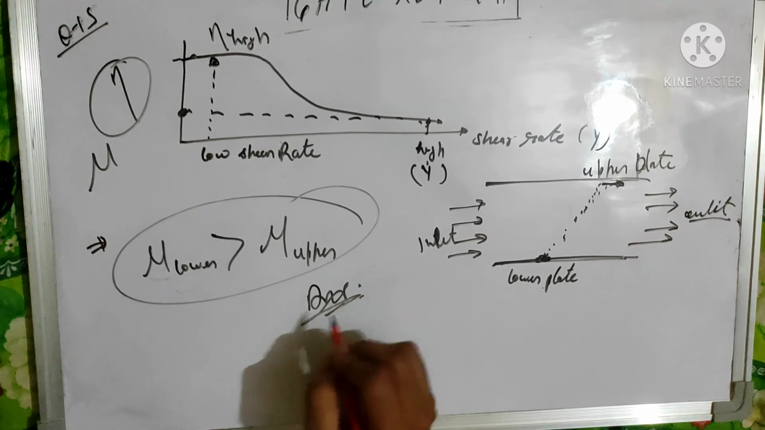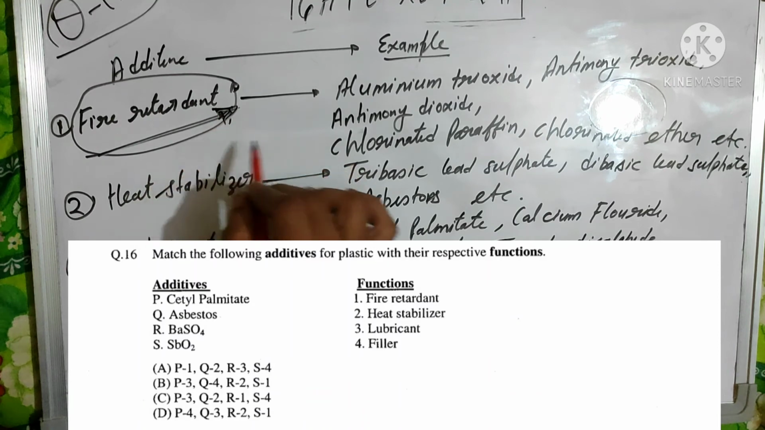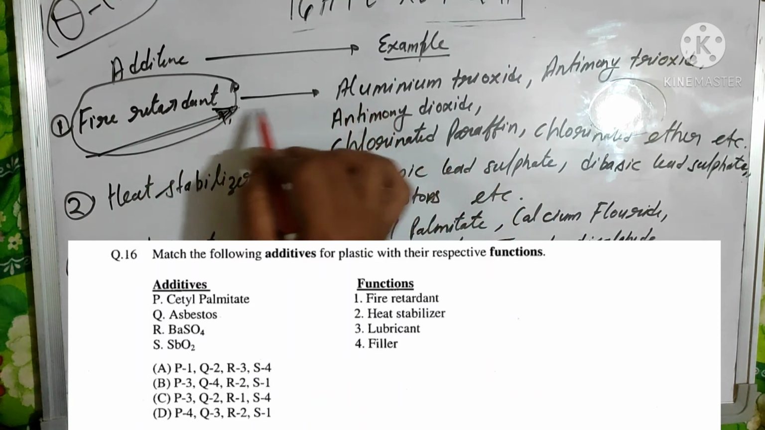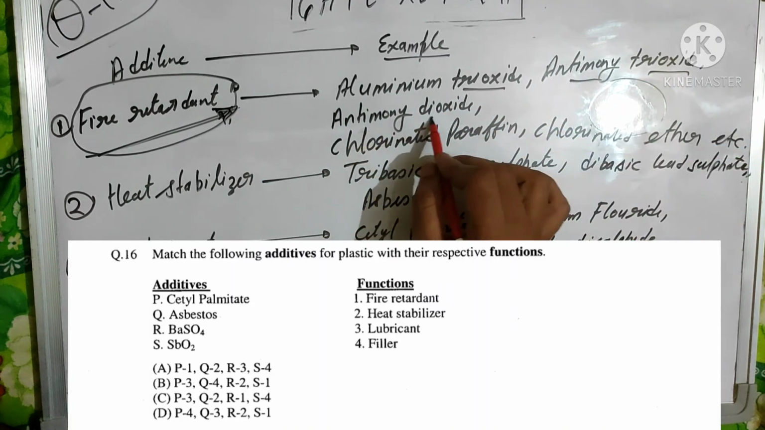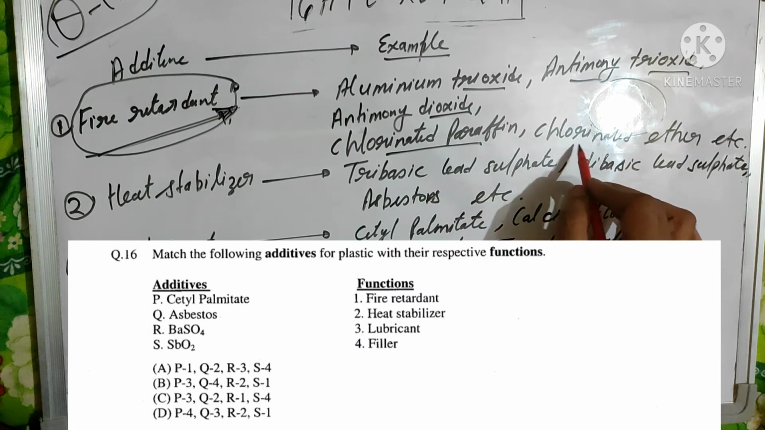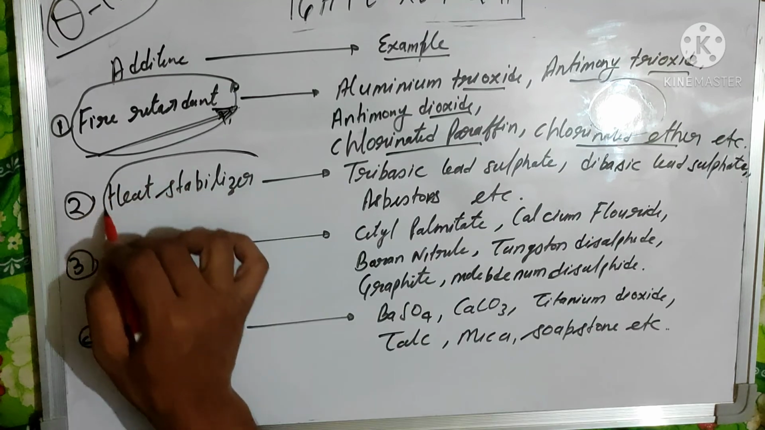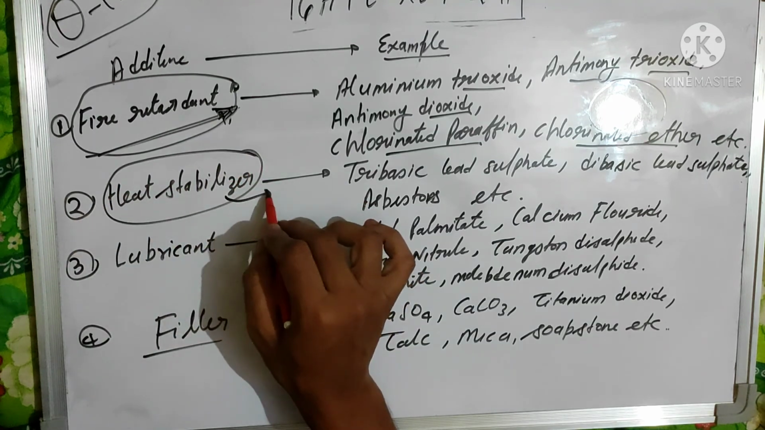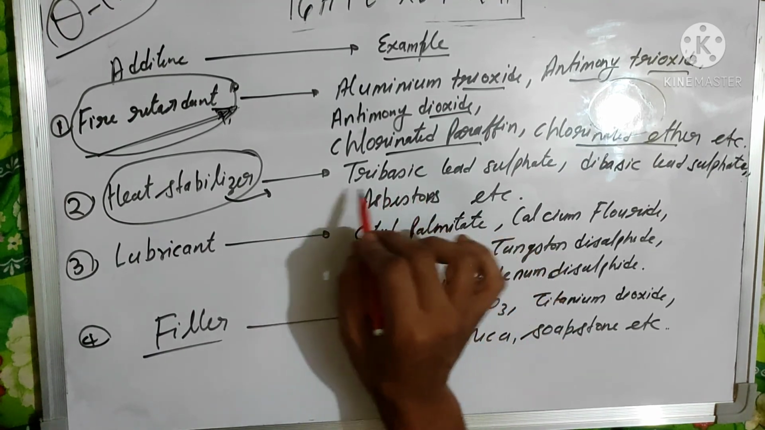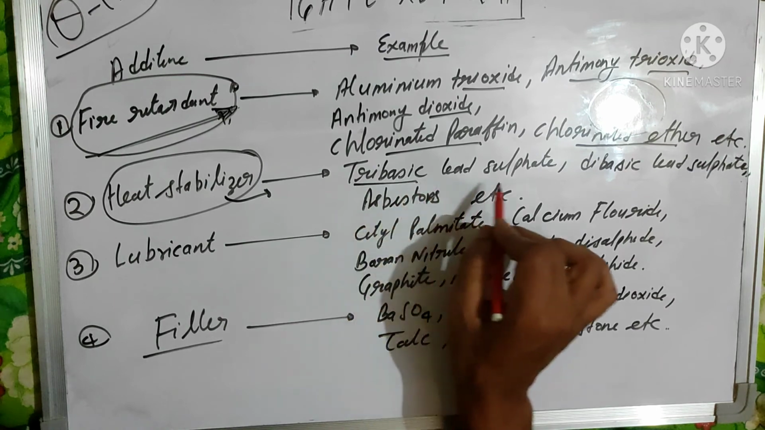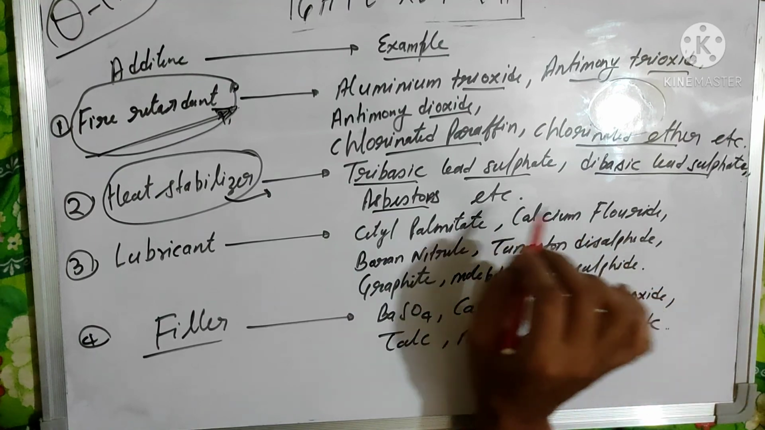This is the answer. Fire retardant is used to protect the polymer from fire, and some typical examples of fire retardants are aluminum trioxide, antimony trioxide, antimony dioxide, chlorinated paraffin, chlorinated ether, brominated ether, and so on. Heat stabilizer is used to protect the polymeric material from heat. Some examples of the heat stabilizer are tribasic lead sulfate, dibasic lead sulfate, and so on.